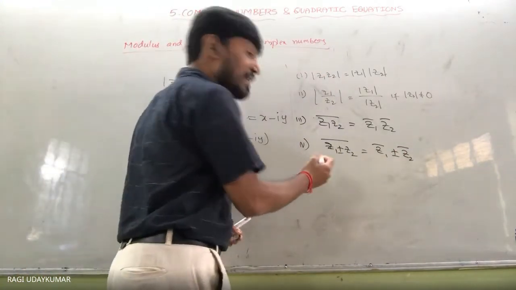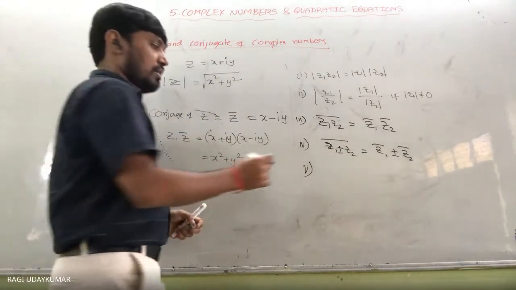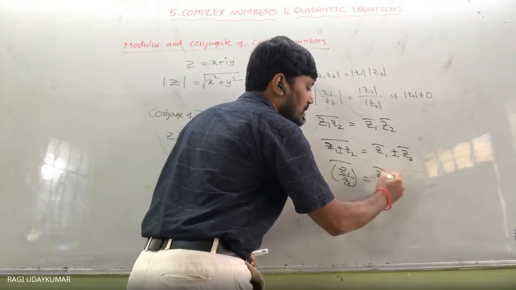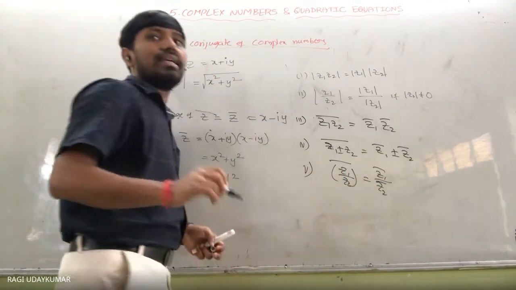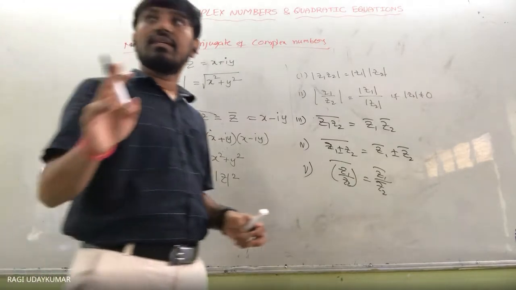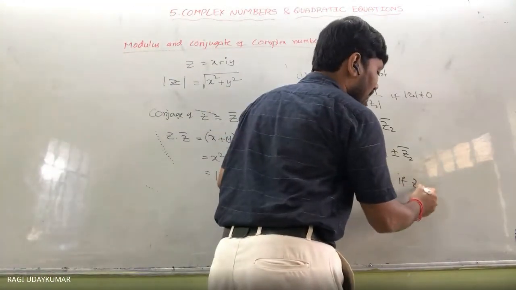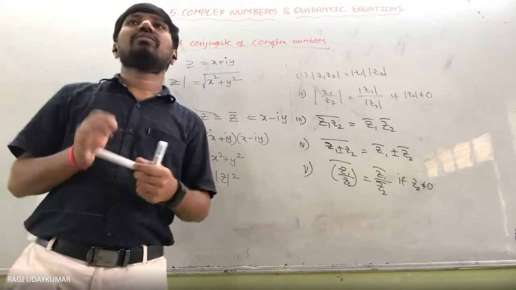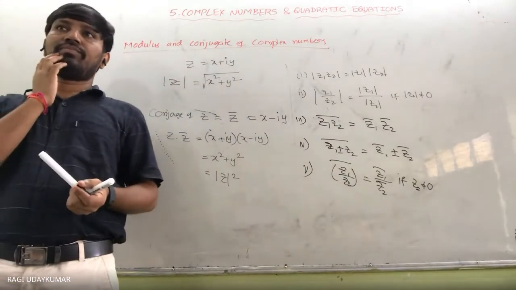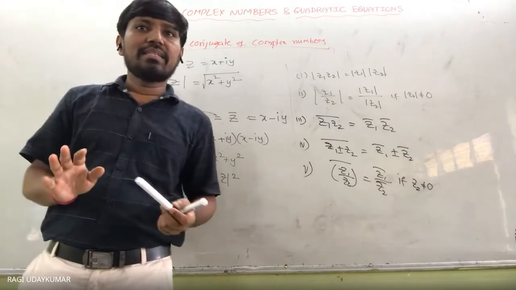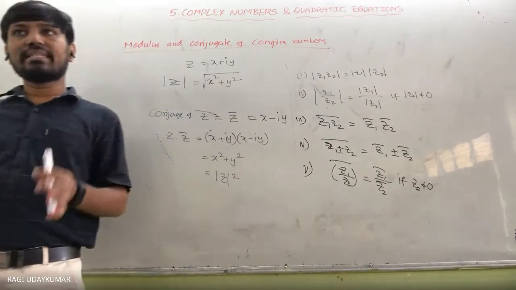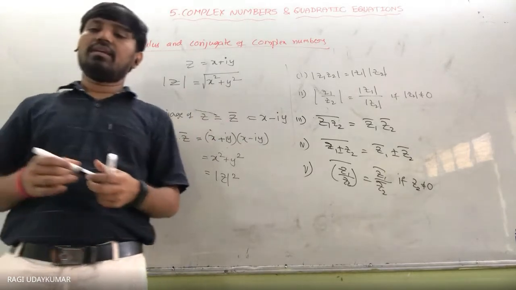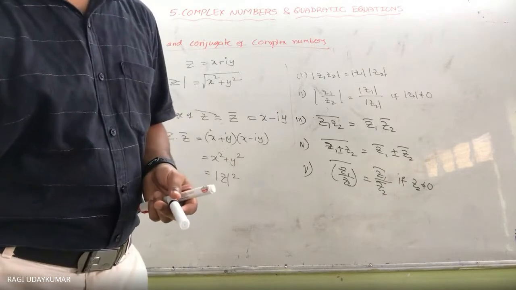Conjugate of the division of two complex numbers is simple. This is equal to z1 bar by z2 bar, if z2 is not equal to 0. Whenever division is there, the denominator should not be equal to 0. This point you have to keep in mind. This is about complex numbers, modulus, and some results based on complex numbers. So now let us go to exercise 5.1. Let us see here.